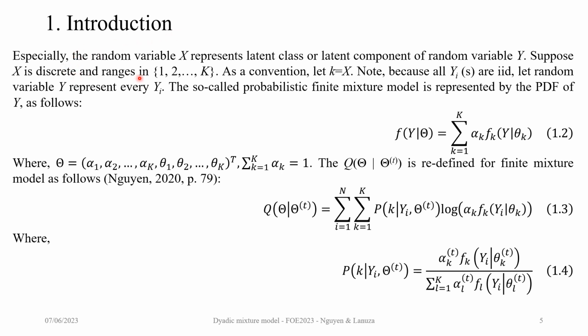Introduction continued. Especially, the random variable S represents a latent class or latent component of random variable Y. Suppose S is discrete and ranges in 1 to K. As a convention, because all Y_i are IID, let random variable Y represent every Y_i. The so-called probabilistic finite mixture model is represented by the PDF of Y according to equation 1.2, where theta is the parameter and the sum of alpha_k is equal to 1. The expectation Q is redefined by the finite mixture model according to equation 1.3. And this very important conditional probability is specified by equation 1.4.